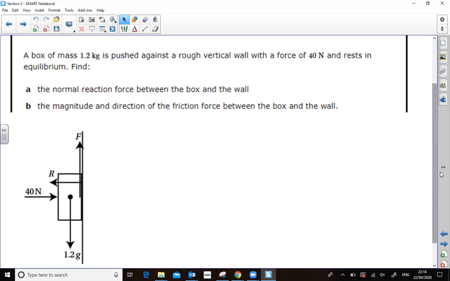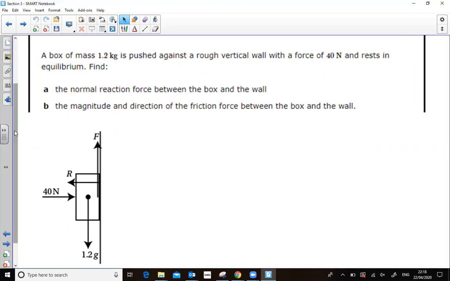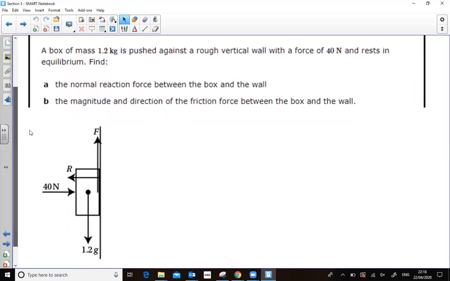Right, so here, in this example, a box of mass 1.2 kg is pushed against a rough vertical wall with a force of 40 Newton and rests in equilibrium. Find the normal reaction force between the box and the wall, and then the magnitude and direction of the frictional force between the box and the wall.